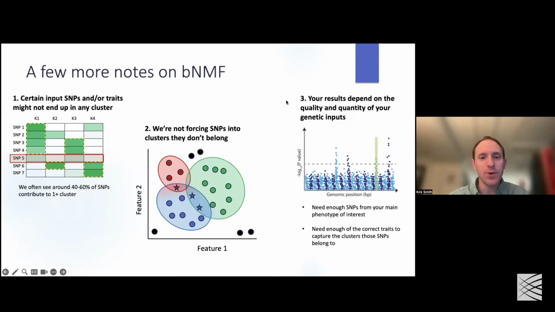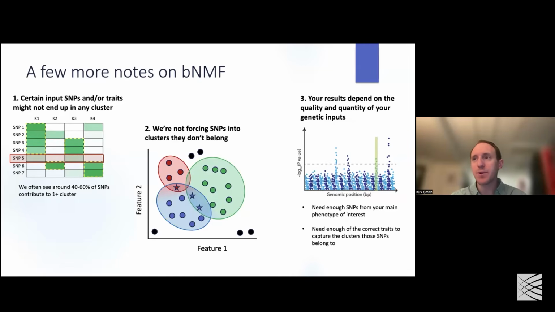So a few more quick notes on BNMF. Certain inputs and traits might not end up in any cluster, which you might have noticed on the last slide. This will depend on several things, such as the BNMF pruning or whatever approach you take for the weight cutoff. With our method, we often see around 50% of SNPs contributing to one or more clusters. And in line with that same idea, one nice benefit of this method is we're not forcing SNPs into clusters that they don't belong.